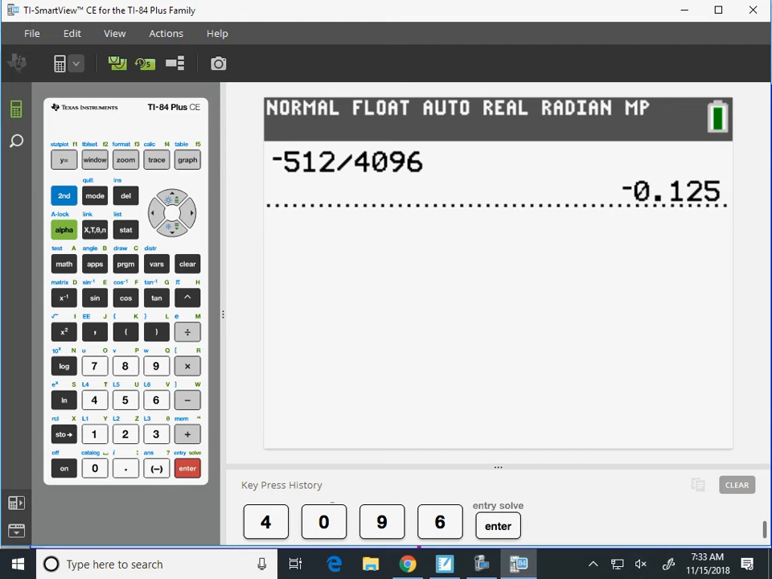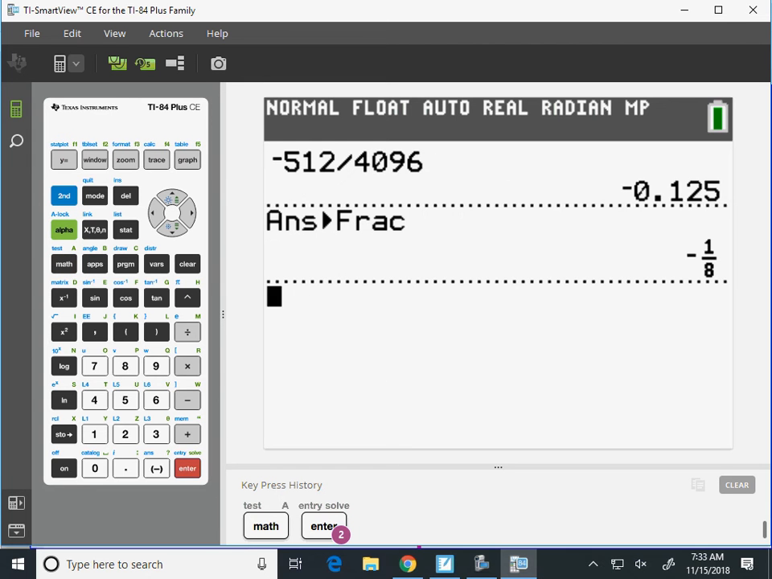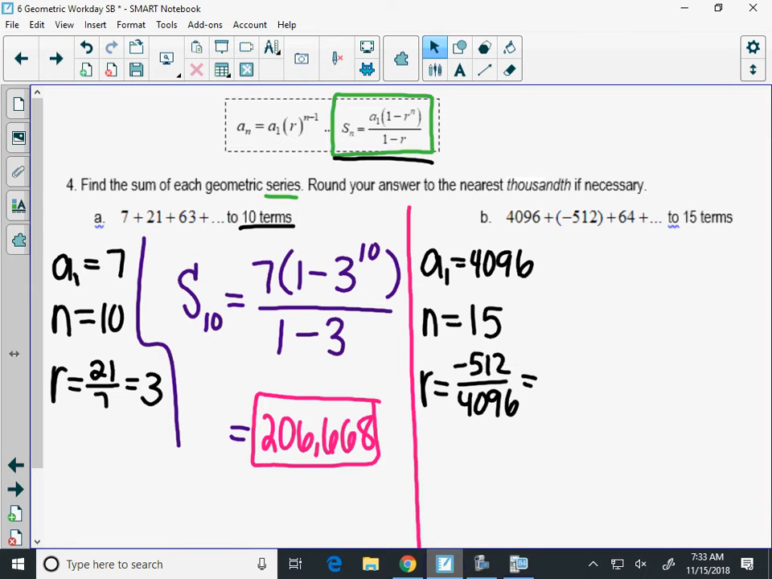Now, if you want to use the decimal, that's totally fine. Or you can convert that into a fraction, which is negative 1/8. Either one is fine. It really doesn't matter which form you use. I think I'm going to use the decimal form here for now. Okay, so negative 0.125, or again, that's negative 1/8.